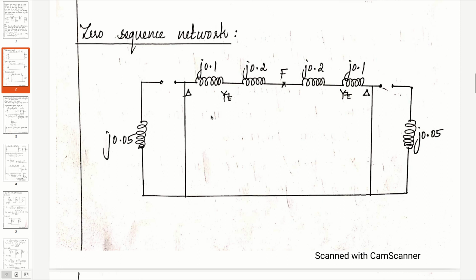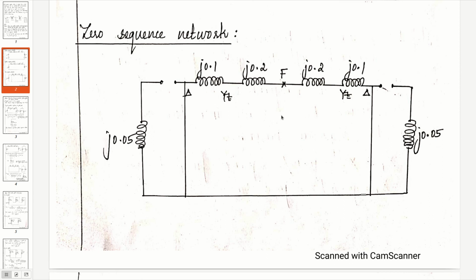Coming to the transformer configuration, we have delta star. On the delta side, the series switch is open and the shunt switch is closed. And on the star side, since it is solidly grounded, we have the series switch closed and the shunt switch open. Coming to the second transformer, on the delta side, the series switch is open and the shunt switch is closed.